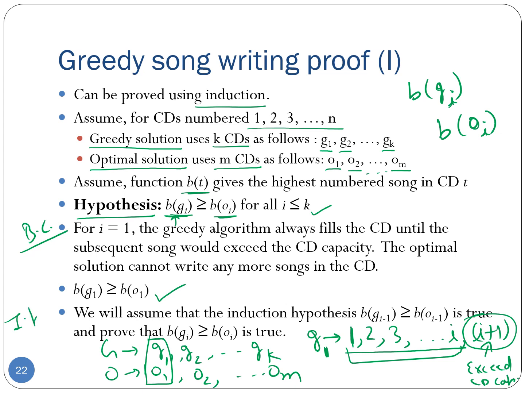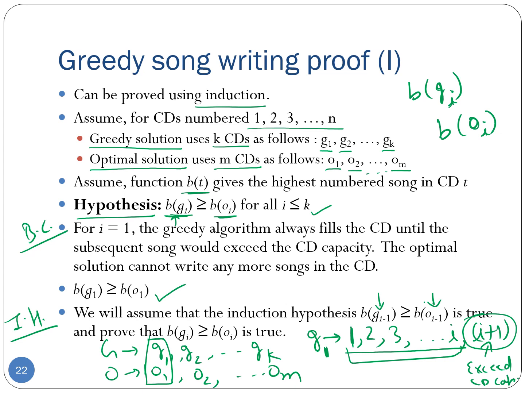Now let's assume that our inductive hypothesis is for some I minus 1 CD, the highest number song that was written by the greedy algorithm was greater than or equal to the highest number song that was written by the optimal algorithm in the I minus 1 CD.